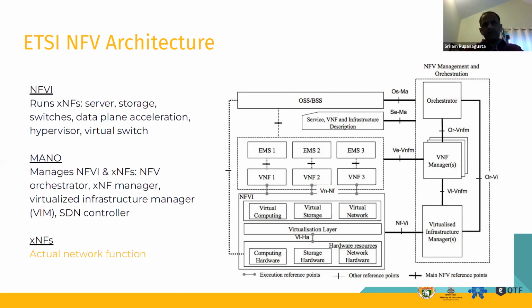So those are the three layers that you see on the right-hand side. And lastly, the actual network functions, which are called VNFs. These are the ones that actually do the real work, either 5G or firewall or whatever you are implementing. Those are all running as VNFs. So these are the three layers that you will see referenced in the subsequent presentations.